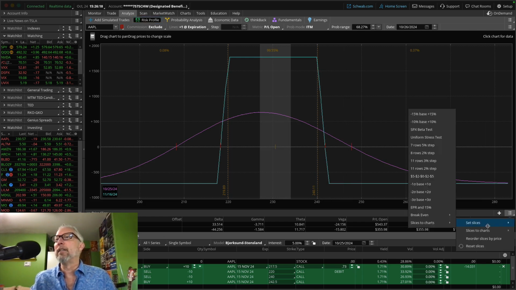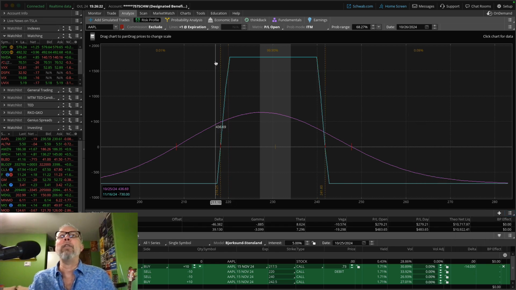And if we set the price slices to the at expiration break evens, we've got these dotted lines here on the blue line, which is the price of the stock at expiration in this case. So these would be our break evens, 218.25, 241.80. So this is a condor.